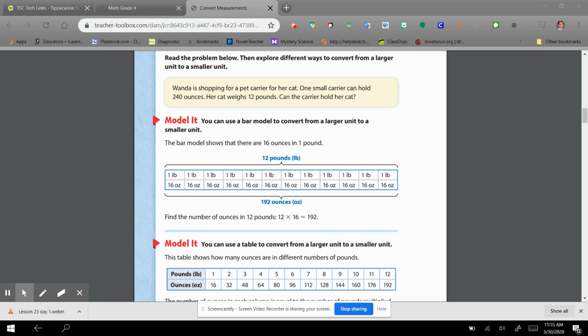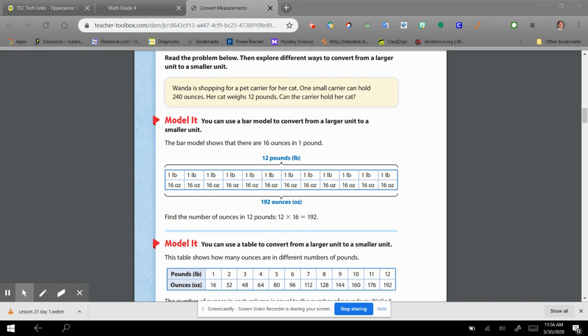Okay, this is lesson 23, day 2. As you can see, we are doing similar to what we did on day 1, but instead of having a simple round number like 60, we are comparing pounds to ounces.